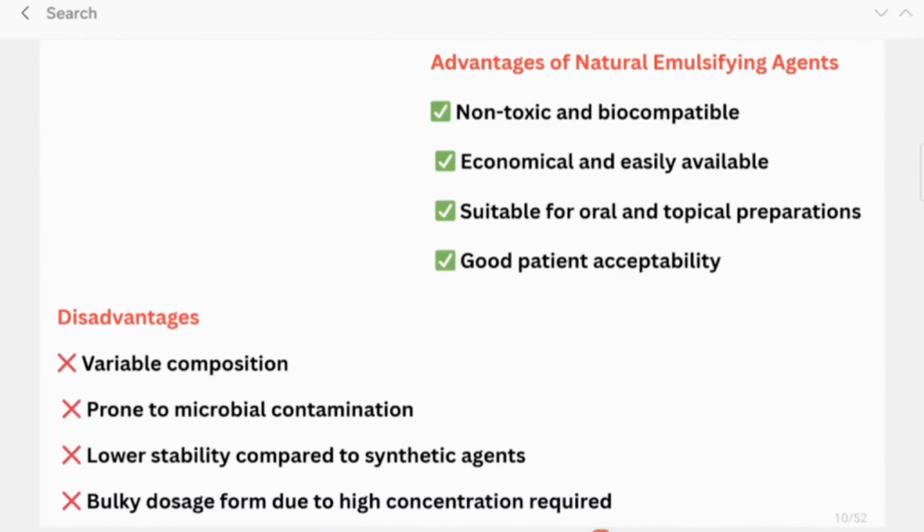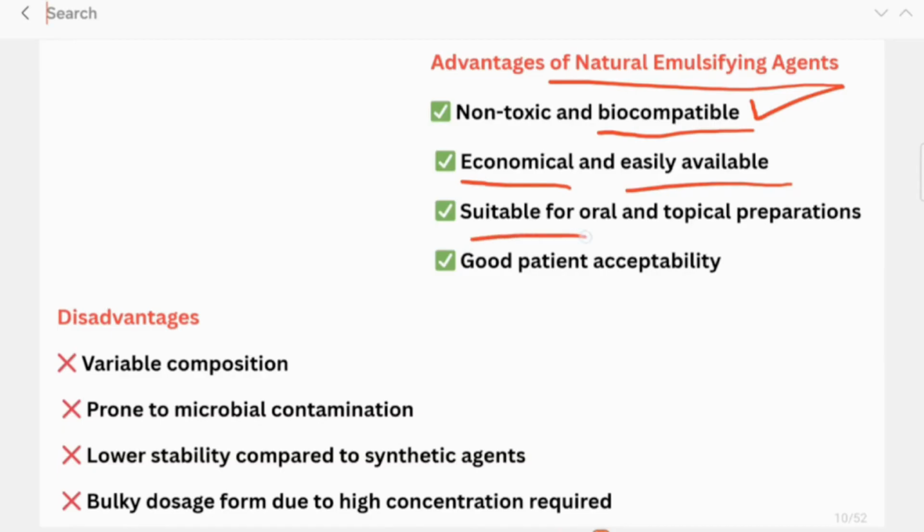Now, advantages and disadvantages of natural emulsifying agents. The best advantage is they are non-toxic and biocompatible. That means they do not produce any harsh or harmful effect on the body and are easily compatible with our body. Then they are economical and easily available. Then they are suitable for oral and topical preparations, and there is good patient acceptability.